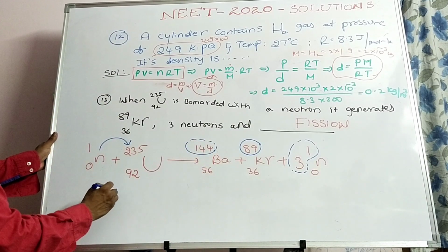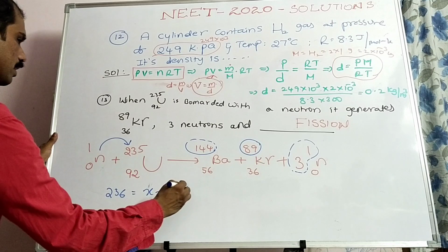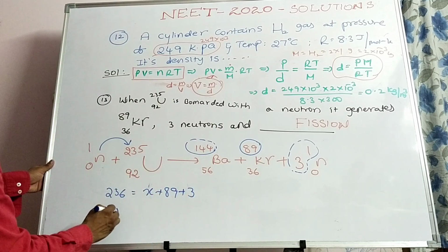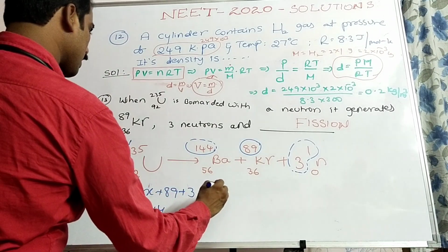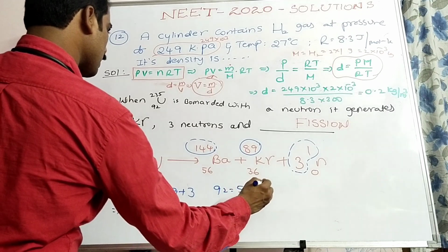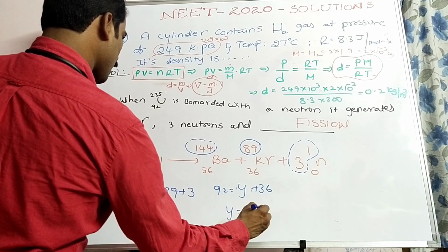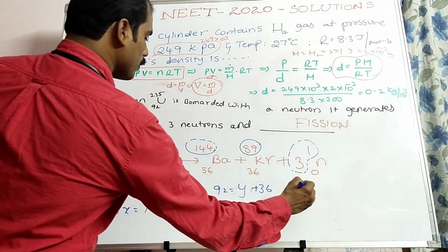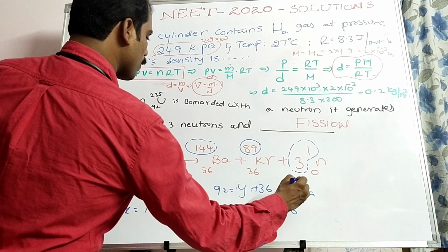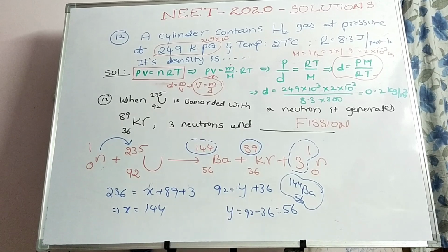That is 236 is equal to x plus 89 plus 3. 89 plus 3. That implies x is equal to 144. And 92 is equal to 36 plus y. Y is equal to 92 minus 36, that is equal to 56. So barium 56, 144 is the element. It is a generalized fission reaction which takes place at room temperatures also.